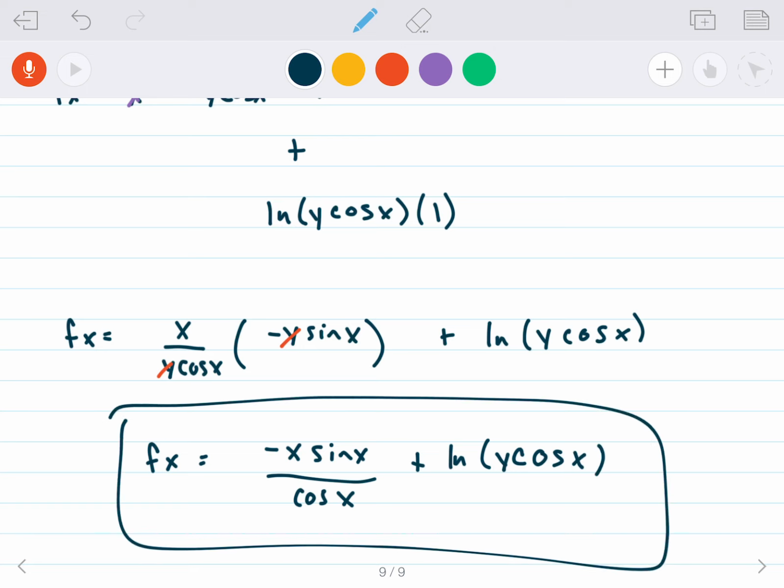Now, if we wanted to do the partial derivative with respect to y, again, we would just treat all of our x terms as if they were constants.